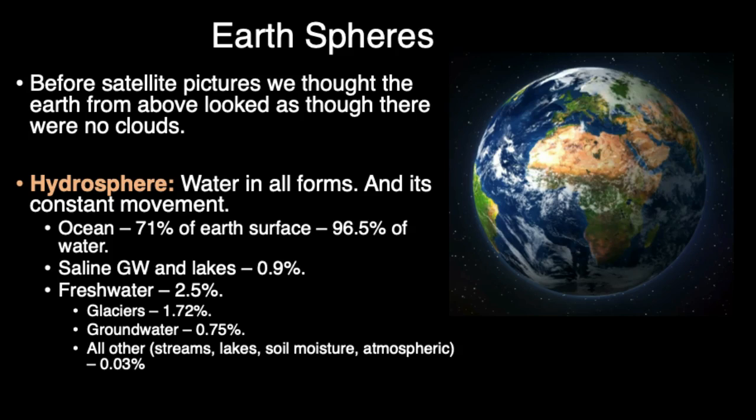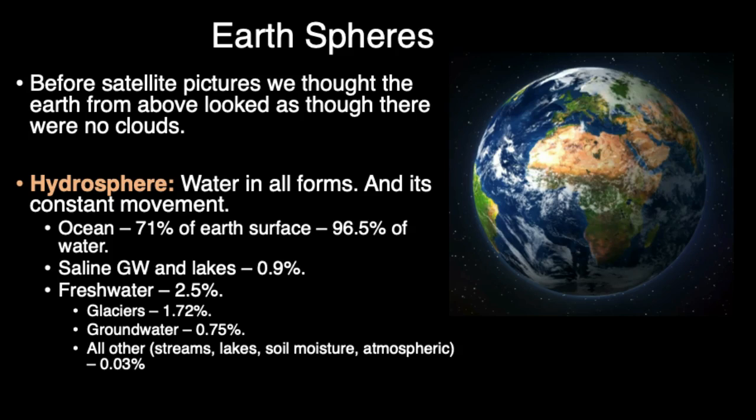It represents about 96.5% of all of the water in the world. The remaining 3.5% of the water is spread throughout as either saline groundwater and lakes, which accounts for 0.9%, or fresh water, which accounts for 2.5% or so. The fresh water itself, as you're seeing there in the subdivision, is spread between glaciers, which is the greatest amount of fresh water, and accounts for 1.72% of the total water on the planet. As you can see, the largest storing body of fresh water is these glaciers.